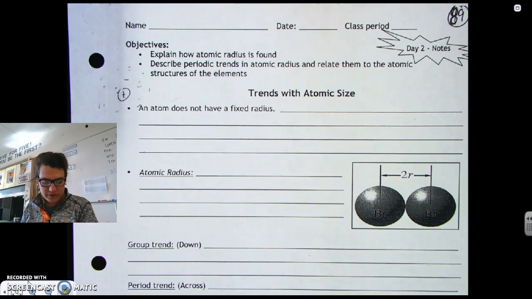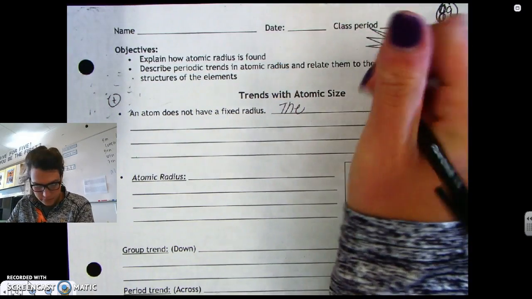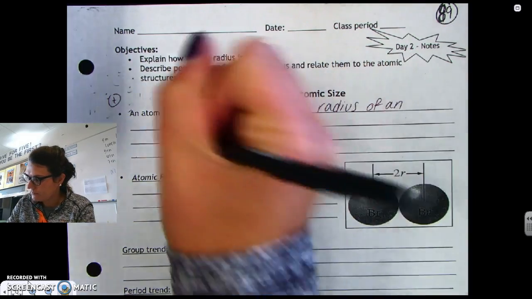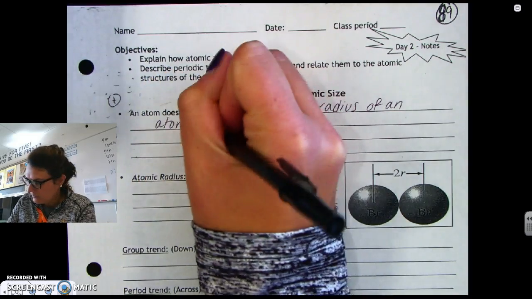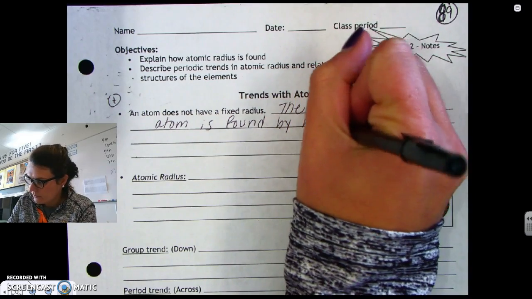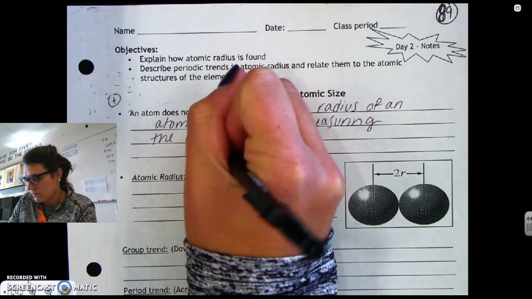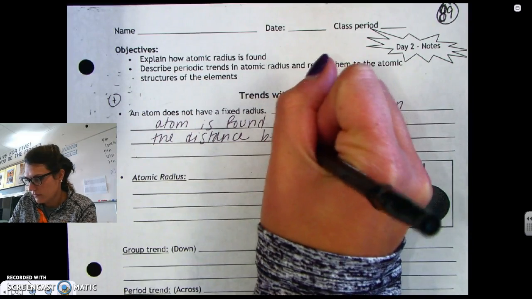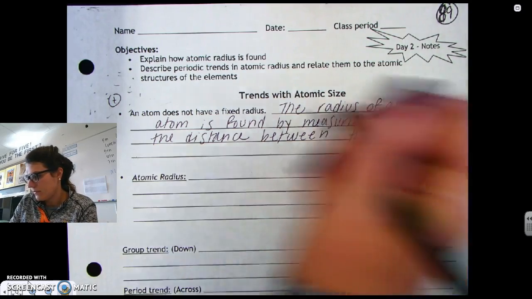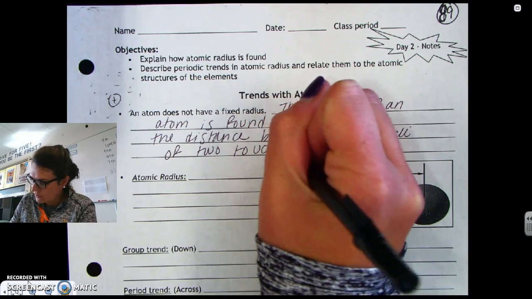Okay, so let me write down a couple of definitions here for you. Okay, so the radius of an atom is found by measuring the distance between the nuclei of two touching atoms.